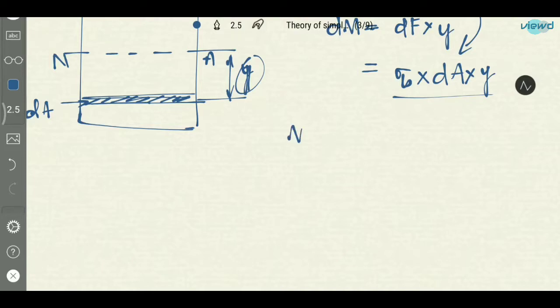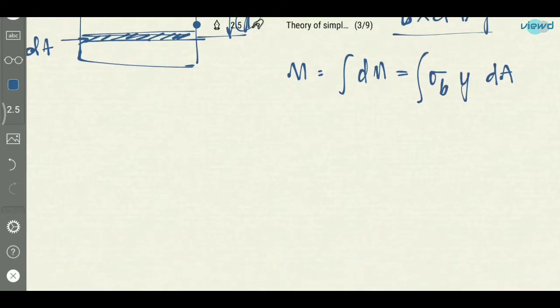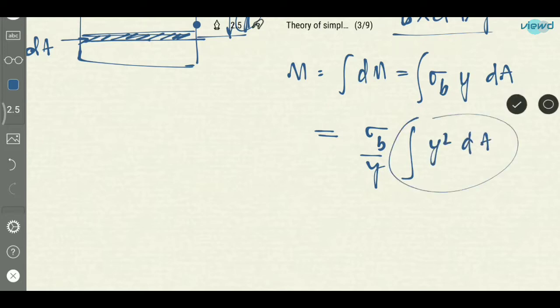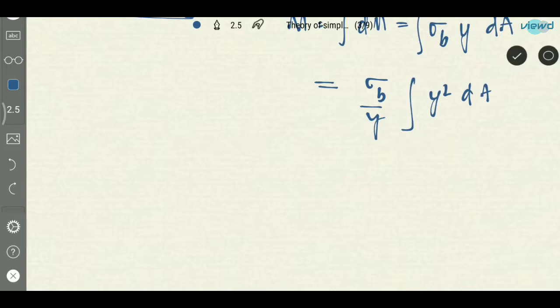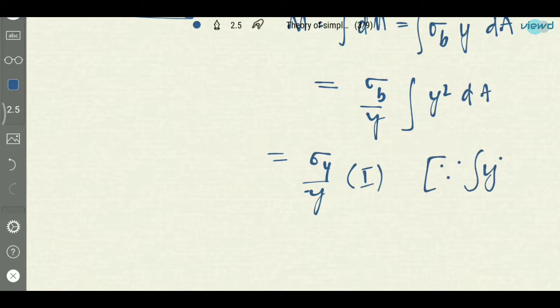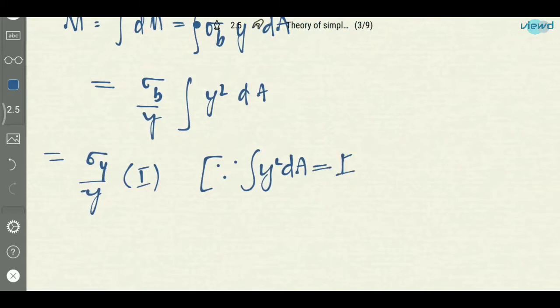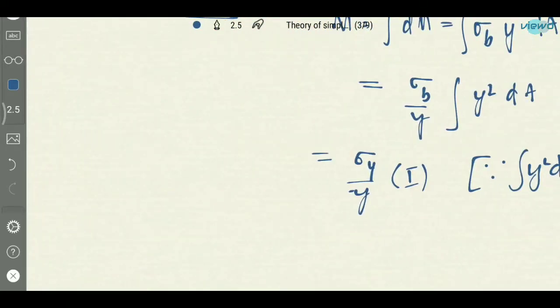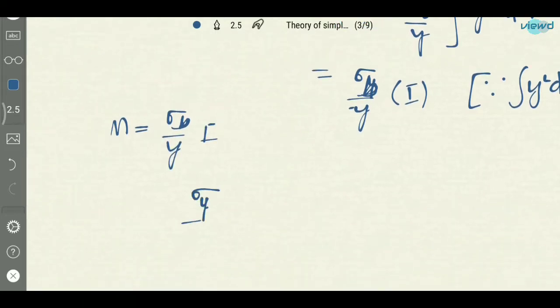So what will be the total moment? The total moment will be the integration of dM. So integral of sigma b y dA, and if we multiply and divide with y, it will be sigma b by y times integral of y square dA. But we know that the integral of y square dA is equal to the moment of inertia, which is represented with I. So what did we get here? M is equal to sigma b by y into I. So sigma b by y is equal to M by I.